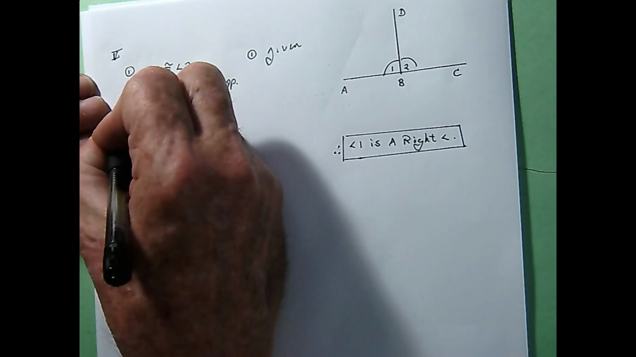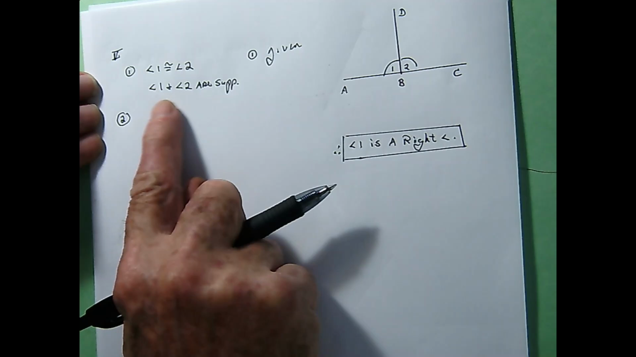Lots of times people have a hard time getting started with a proof, and they say, I don't like proofs, I don't know how to get started. I would always tell them, investigate the given. So what, these angles are supplementary? What does that mean to you? And I hope right away you say, well, that means the measure of angle 1 plus the measure of angle 2 adds up to 180 degrees.